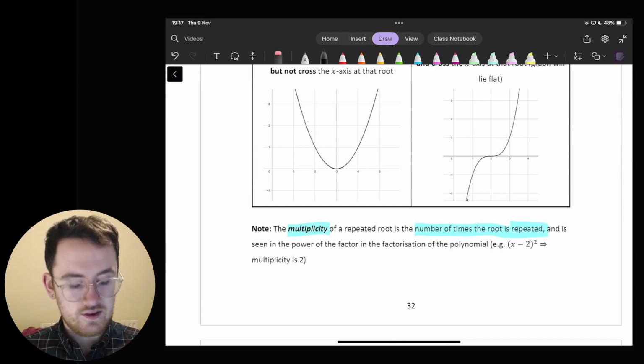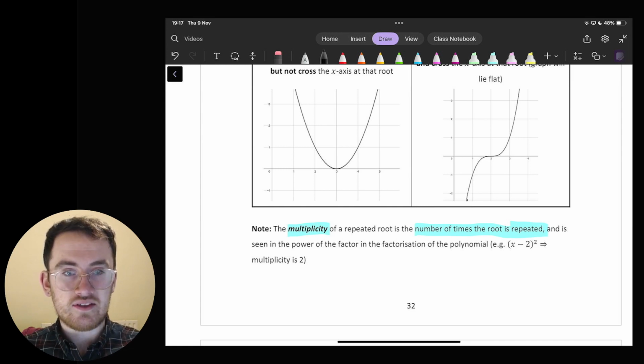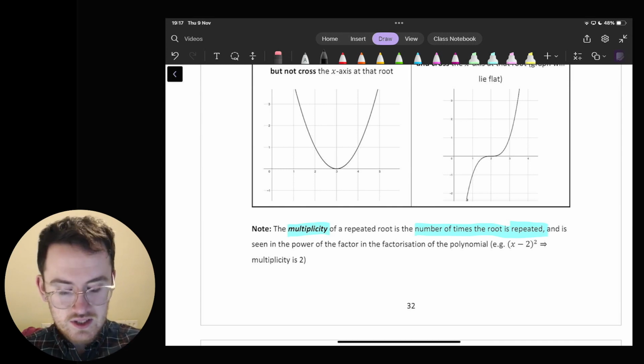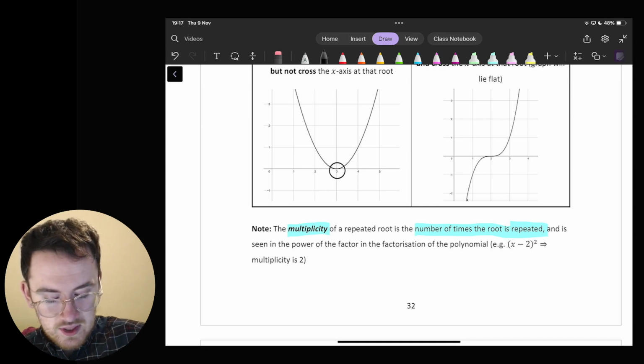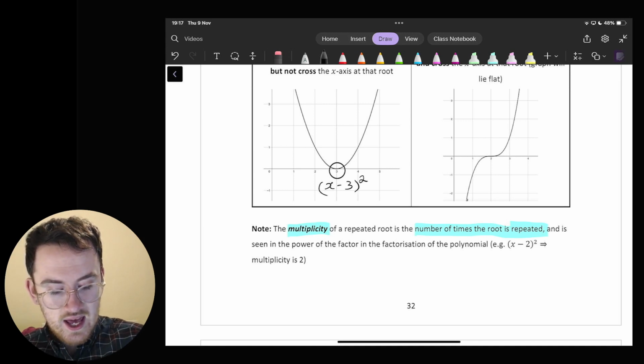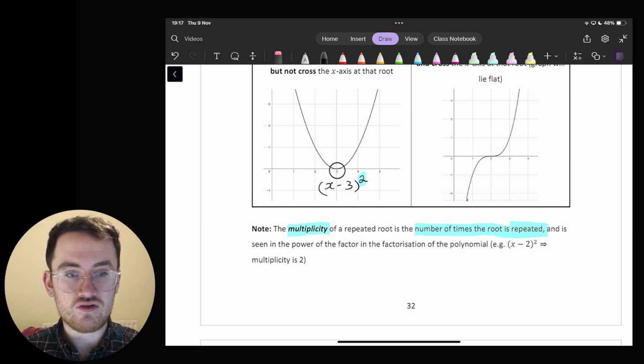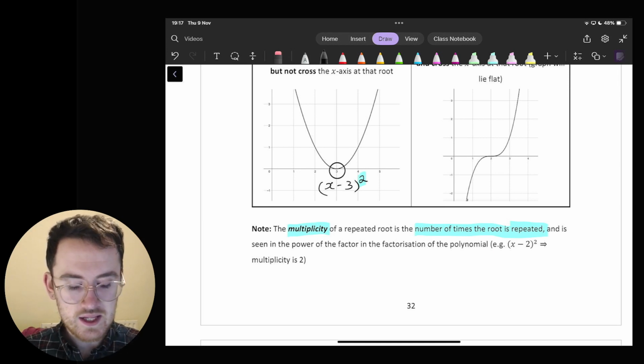So if I have, say, my quadratic there, a quadratic has 2 real roots. A quadratic like this has a repeated root, which means it must be repeated twice. So it could be written as, for example, x minus 3 all squared. And there the multiplicity is 2. It tells us that this root is repeated twice. So it helps us to see how many times the root is repeated.